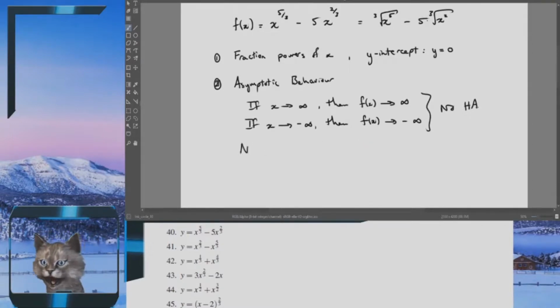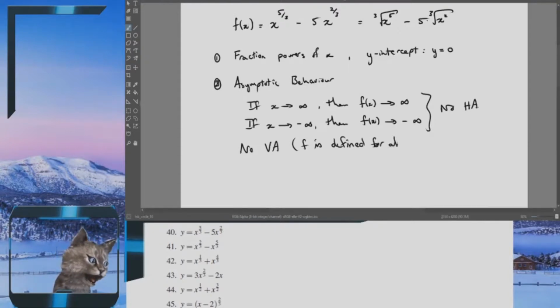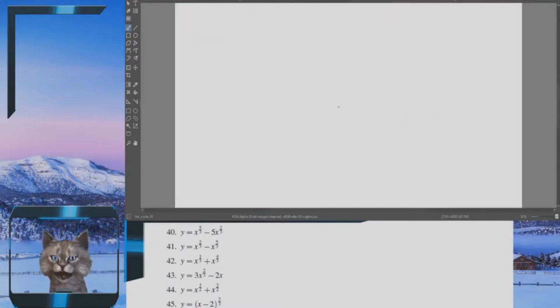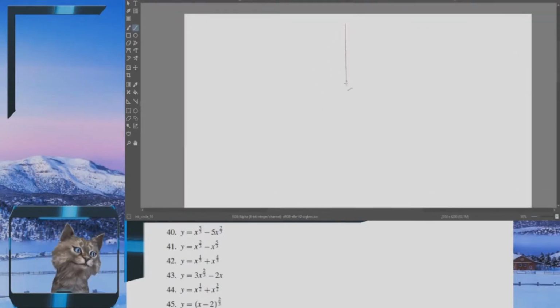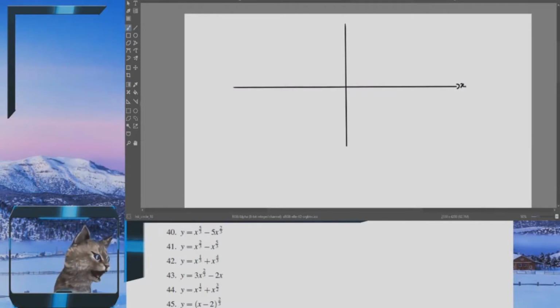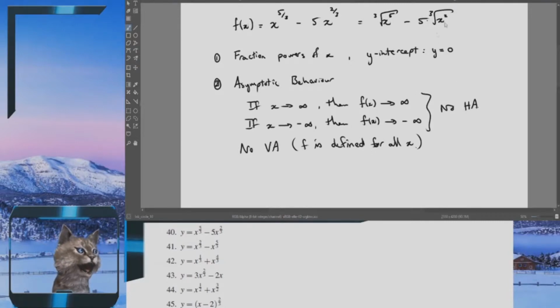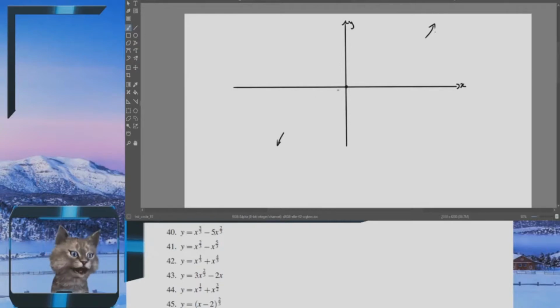I also have no vertical asymptote. Because of the cube root and the positive powers, f is defined for all x values. So there can't be any vertical asymptotes. So I do have some information. Let's start a graph and feel good about putting stuff on it. Let's make our axes over here. We have a y-intercept, and we said it's going up to the far right, and far left it's going to go down. Alright, that's something.